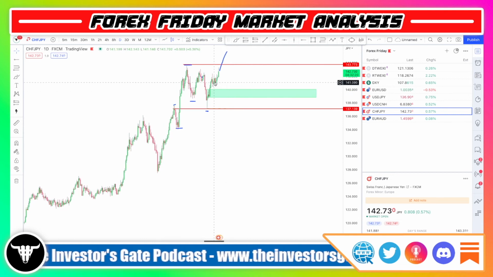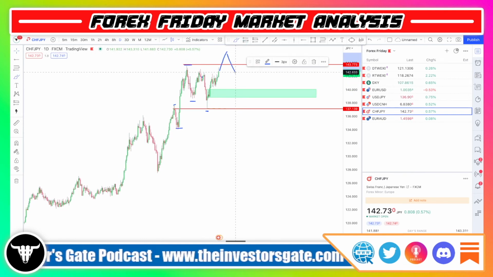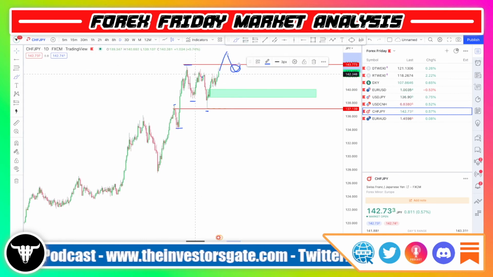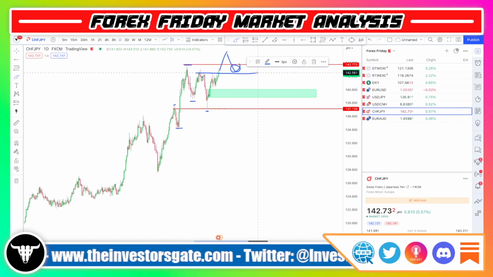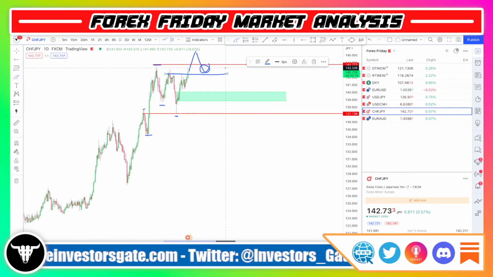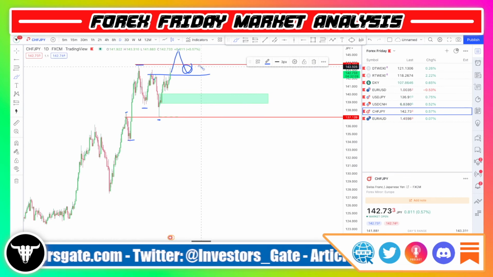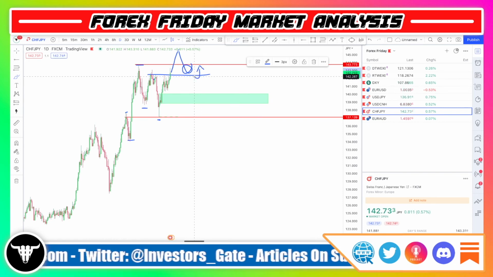So yeah, that's what I would be looking for. Price to push up higher like that, and then maybe dip back into this range anywhere around these candle body highs, or I guess really anywhere in this range.